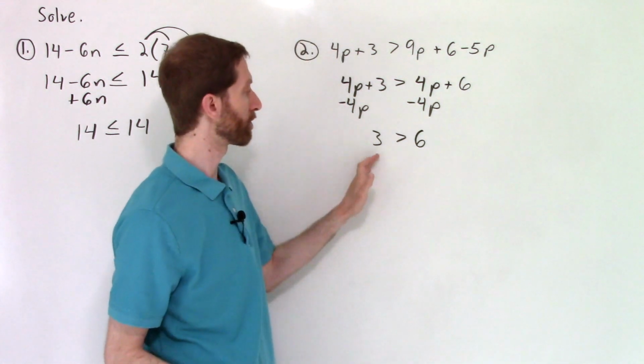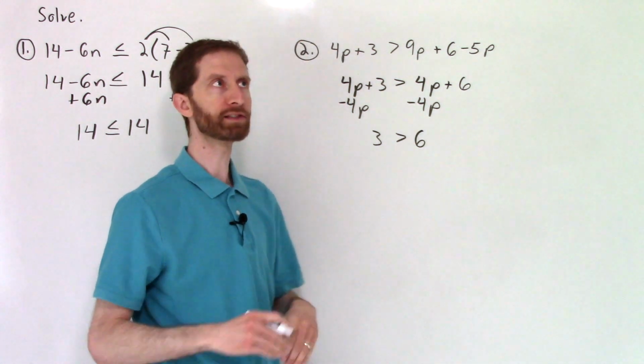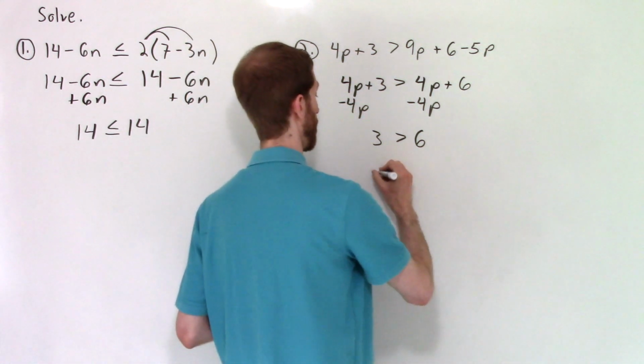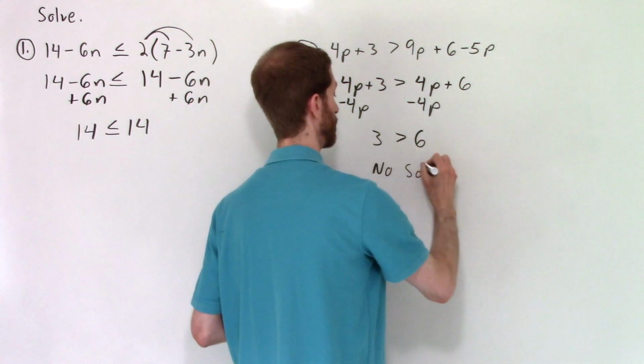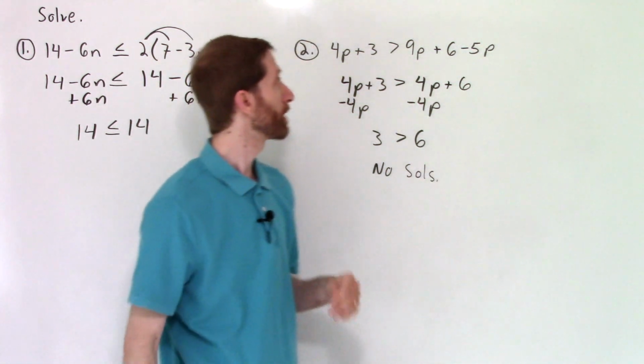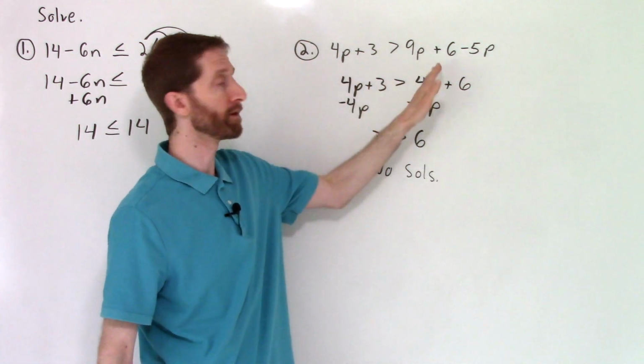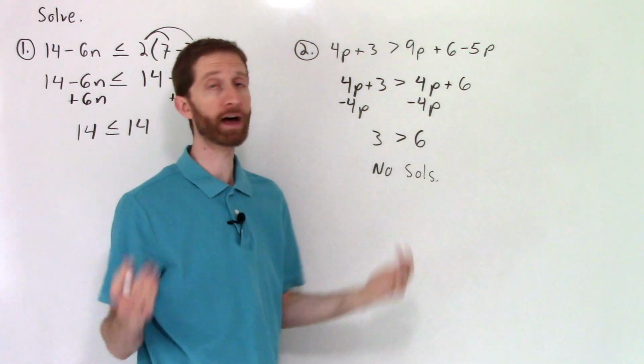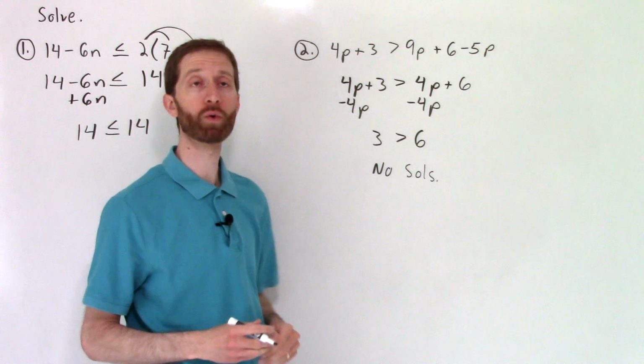This states that 3 is greater than 6. That's never true. 3 is not more than 6. So there are no solutions. So that means that no matter what we plug in for p from the onset, from the beginning, this inequality cannot be true. There's no value that works for p that makes it a true inequality.